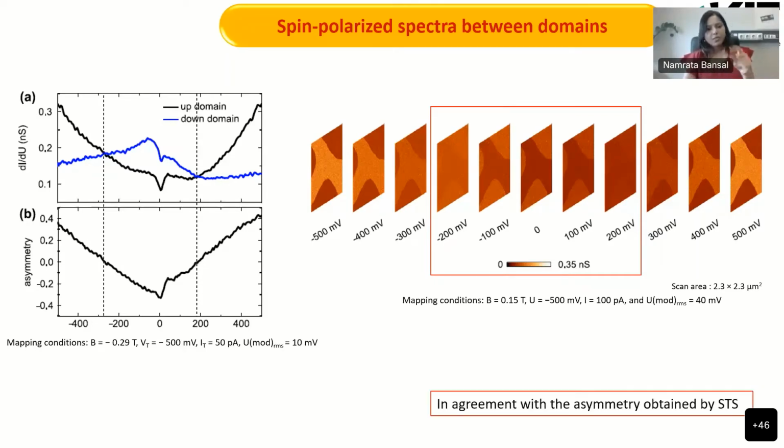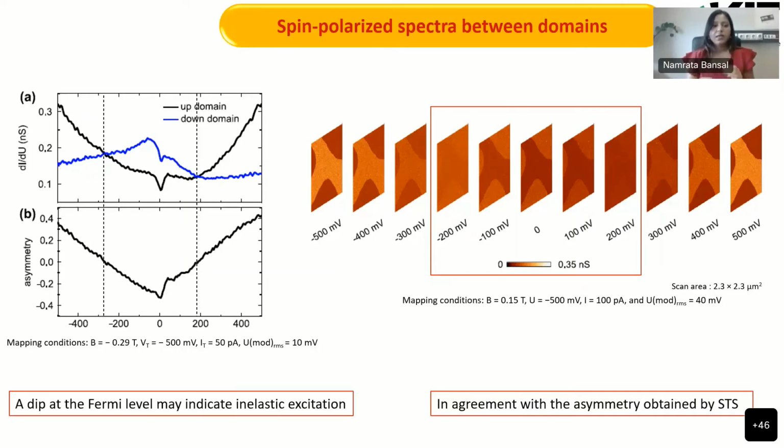Now, if we talk about the dip, what is the reason behind the dip? It could be due to the inelastic excitation of the spin wave, which is also known as a magnon. But in this work, we have not considered any magnon effect further.